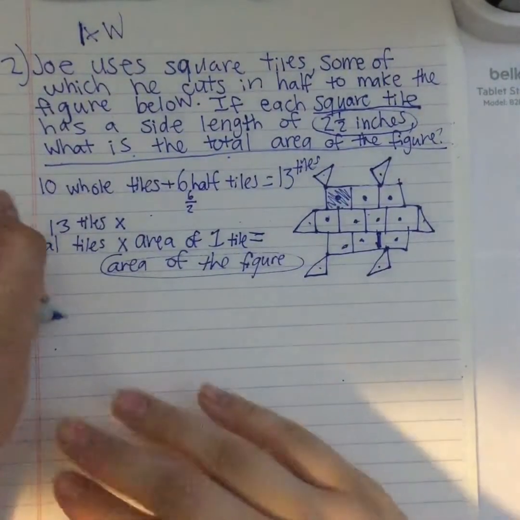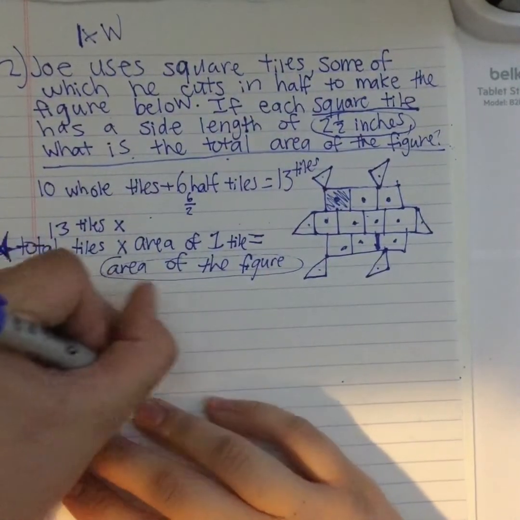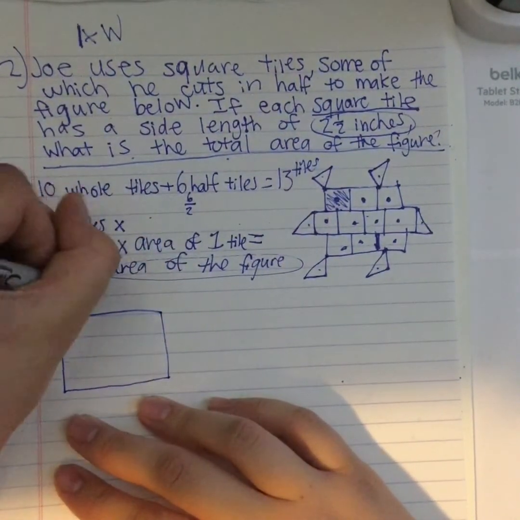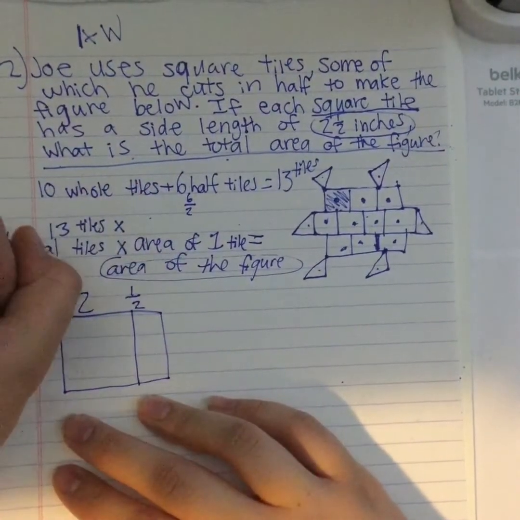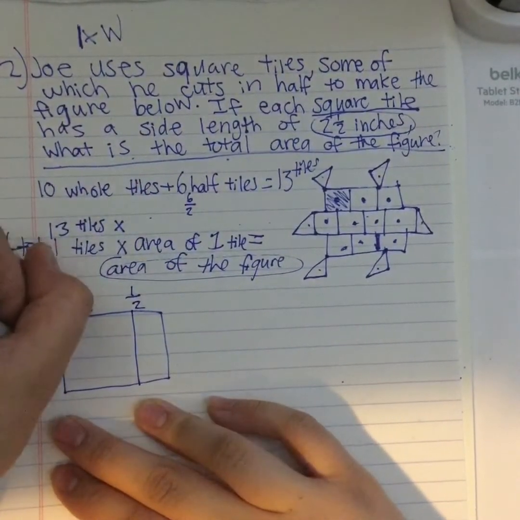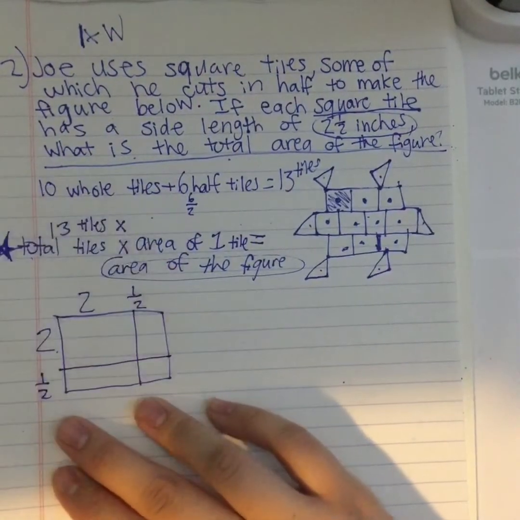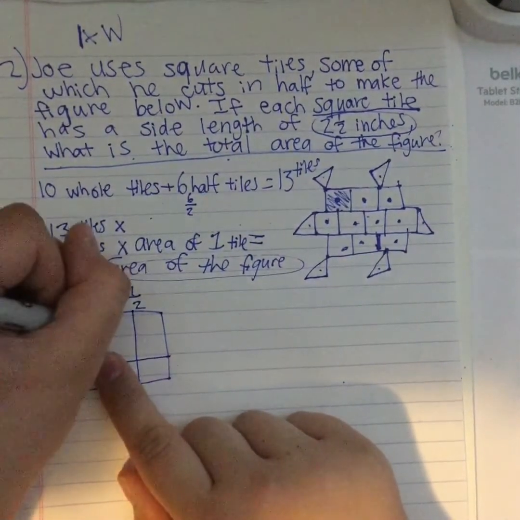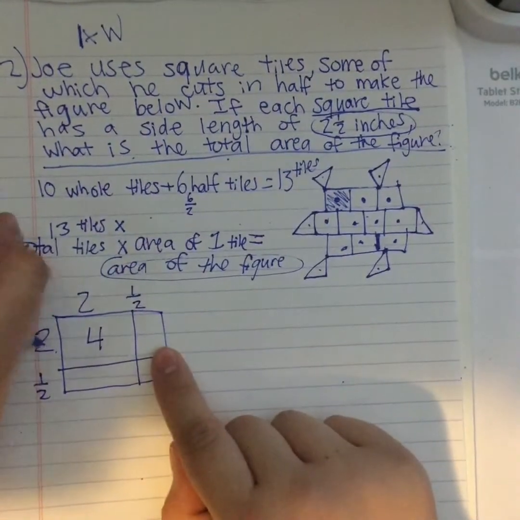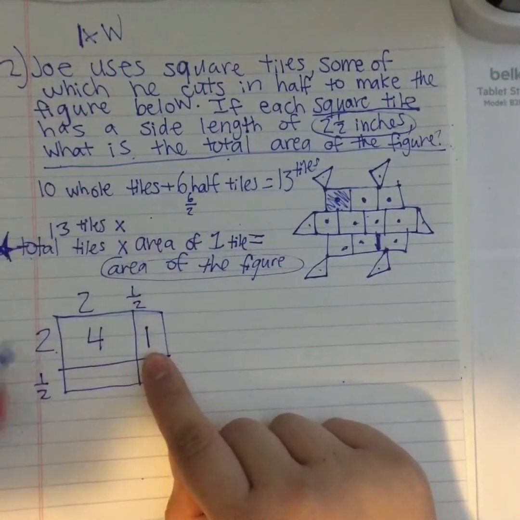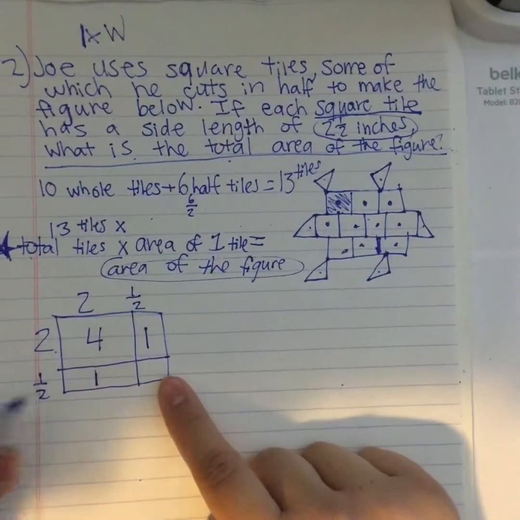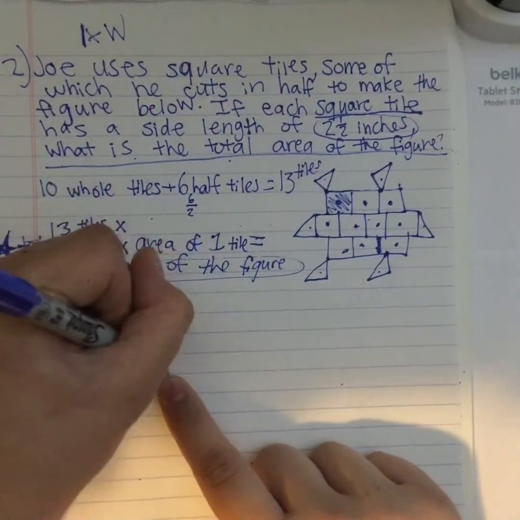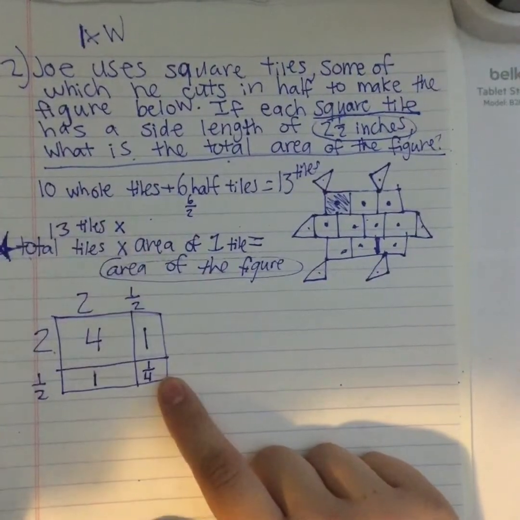So I'm gonna build my area model, which is 2.5 times 2.5. Okay, 2 times 2 is 4. Half of 2 is 1. Half of 2 is 1. And half of 1/2, we talked about this in the last problem too, is going to be 1/4.